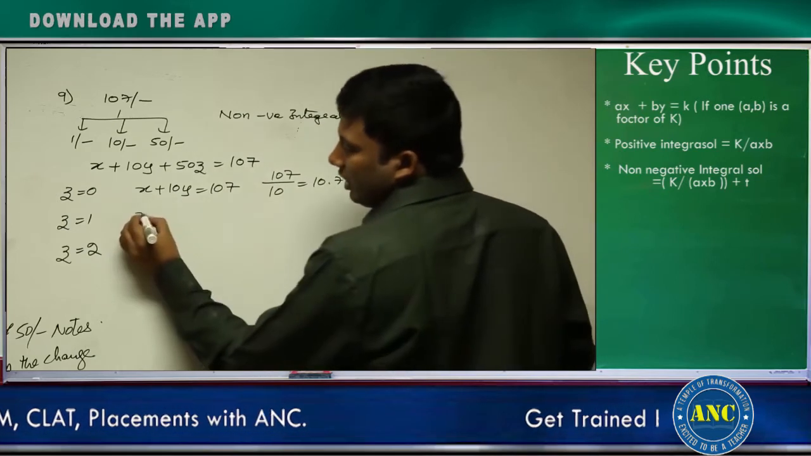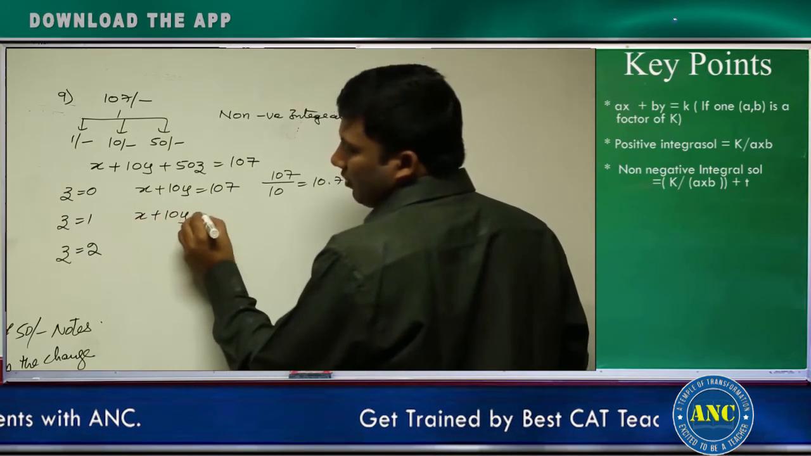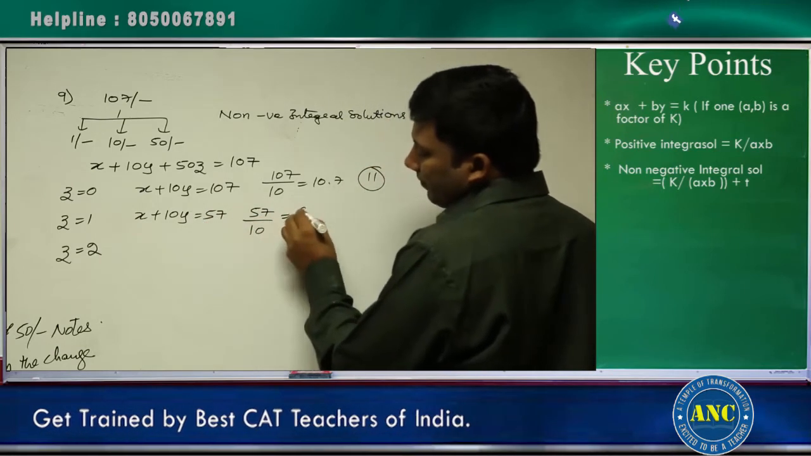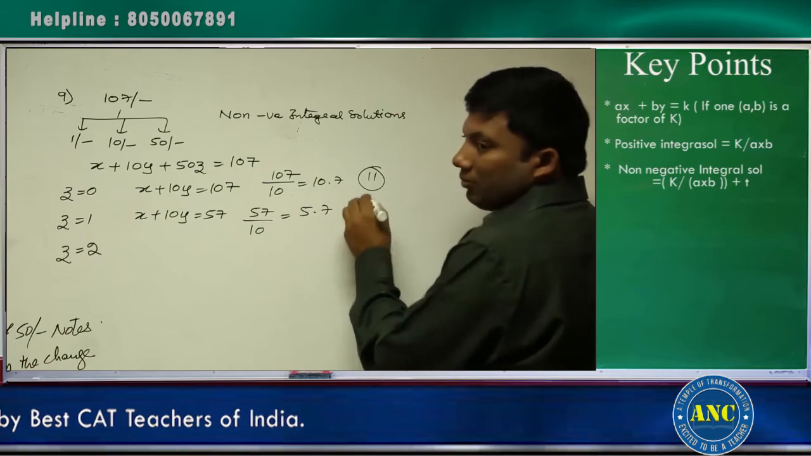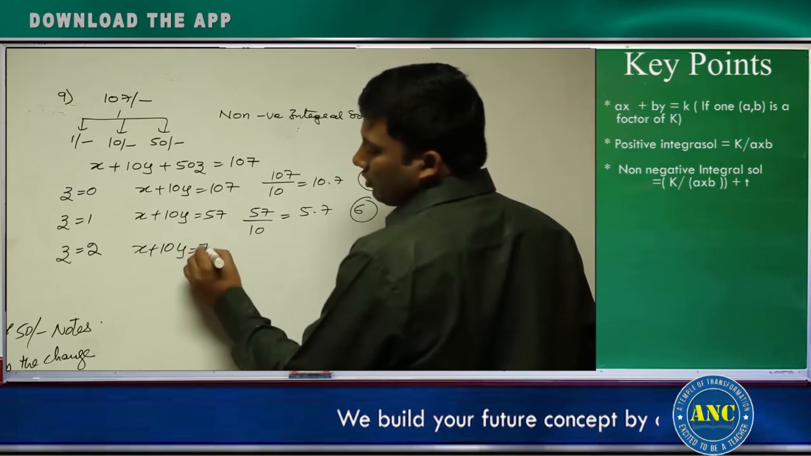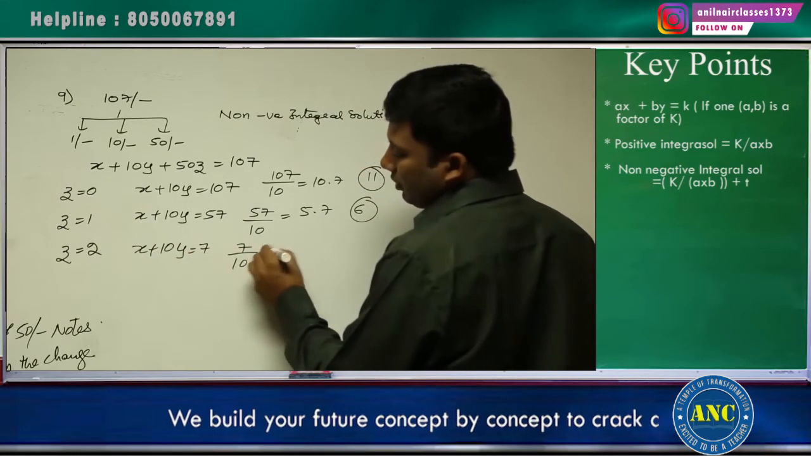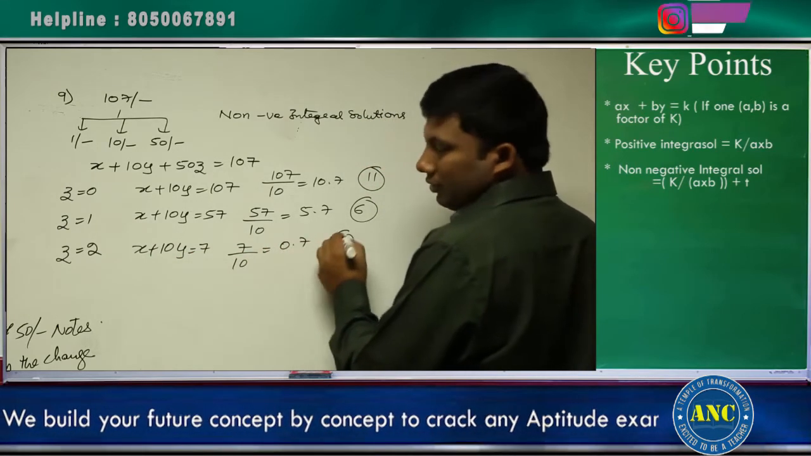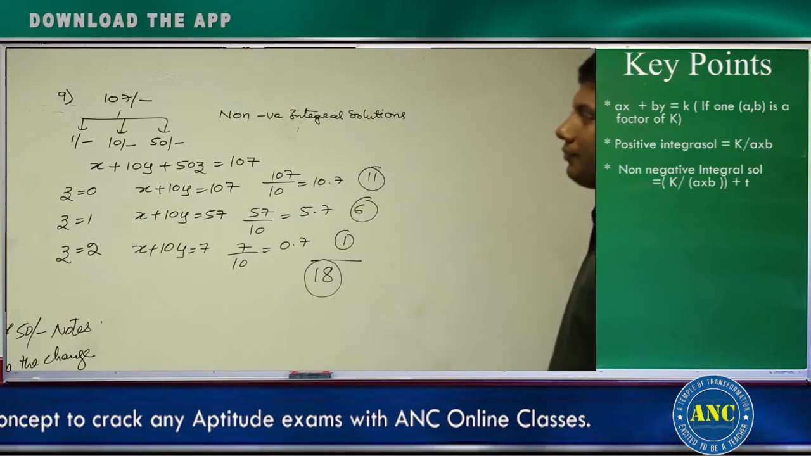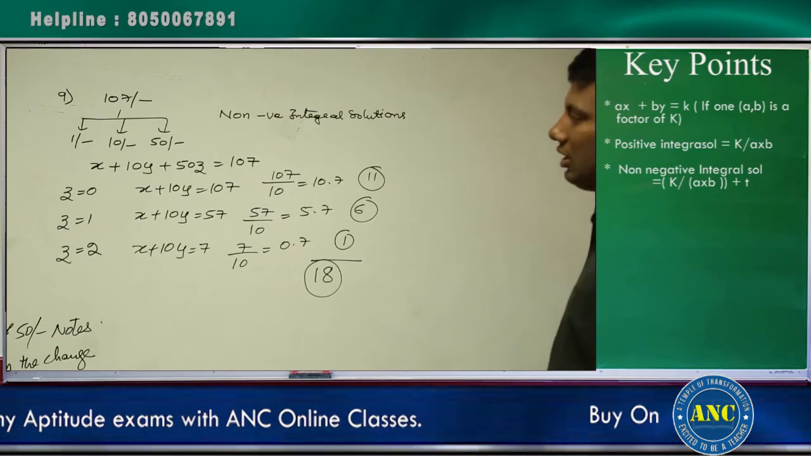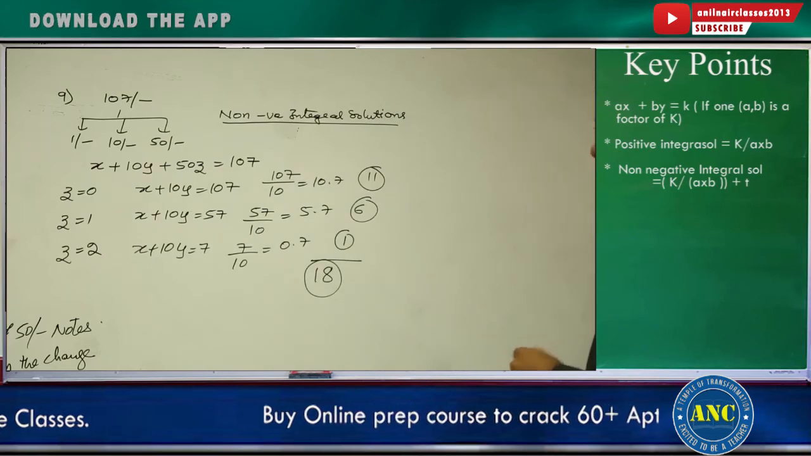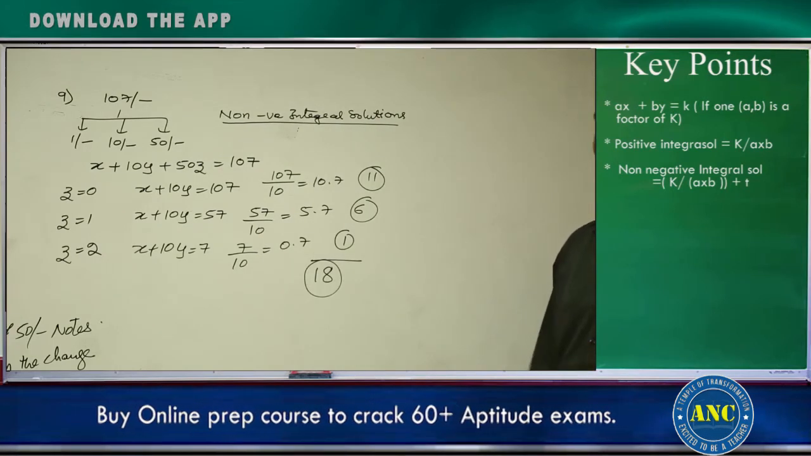11. If z is 1, x plus 10y equivalent to 57. So this will be 57 by 10, 5.7. 5 will be positive, 6 will be non-negative. If z is 2, x plus 10y equivalent to 7. 7 by 10 is 0.7. The first thing is that x, y, z will take non-negative integral solutions.